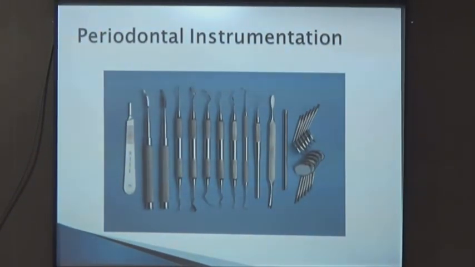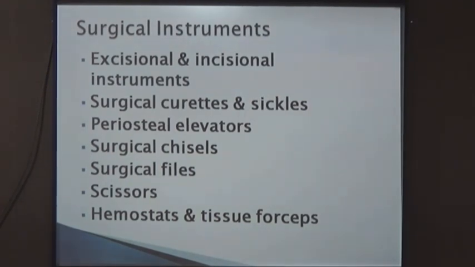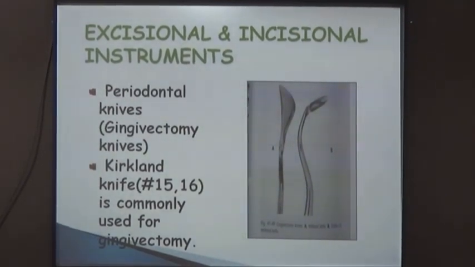Till now is it okay? Now, see the periodontal instruments. Okay, EP plate is there, Kirkland is there, Orban's is there, curettes are there, periosteal elevator, everything is there. Now, what are the surgical instruments? Excisional and incisional instruments, surgical curettes and sickles, periosteal elevator, surgical chisel, surgical files, scissors, hemostats and tissue forceps. See, periodontal knives: gingivectomy knife, Kirkland knife, 15 and 16 is commonly used for gingivectomy. In orals, they can ask you what is the instrument used for gingivectomy. It is a Kirkland, the number is 15 and 16. They can ask you in the MCQ.